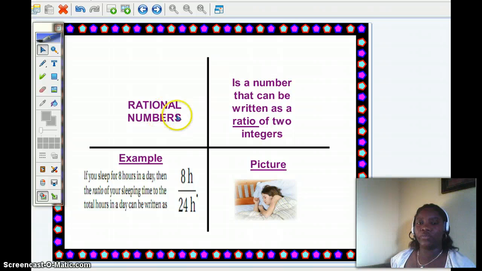What are rational numbers? Rational numbers are numbers that can be written as a ratio of two integers. For example, we usually sleep 8 hours in a day, and we have a total of 24 hours in a day. So that number can also be represented in rational form as a ratio.